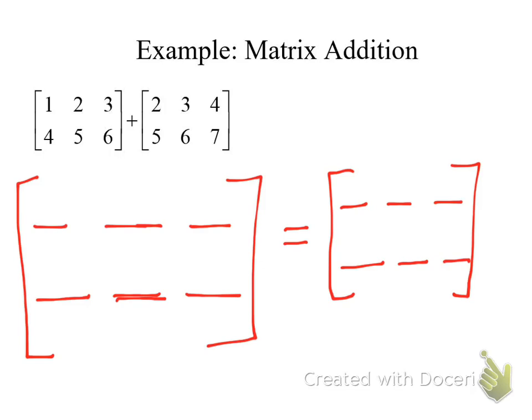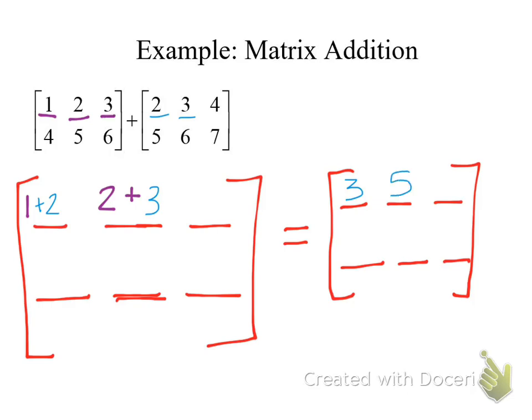For my first matrix, I have a 1 in the 1, 1 spot, and in my second one I have a 2. So I'm going to add 1 plus 2. Well, 1 plus 2 is 3, so I have 3 in that spot. In the first matrix I have a 2 in the 1, 2 position, so I will have 2 plus the 3 that's in that second matrix's 1, 2 position. 2 plus 3 is 5.